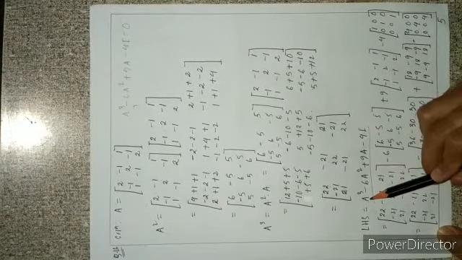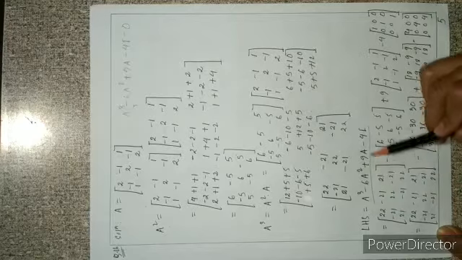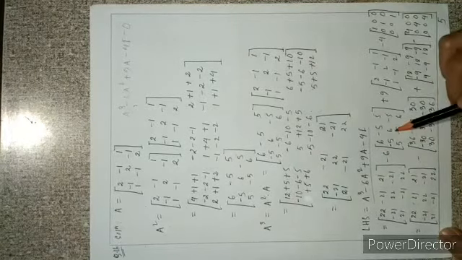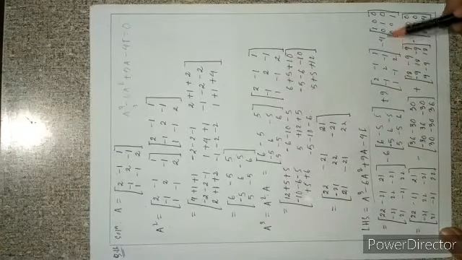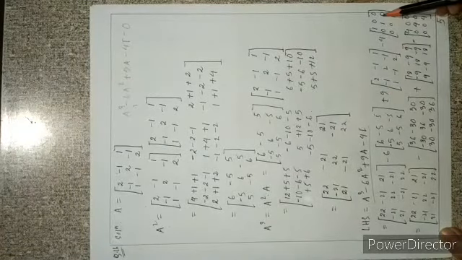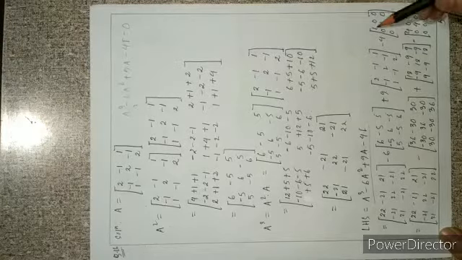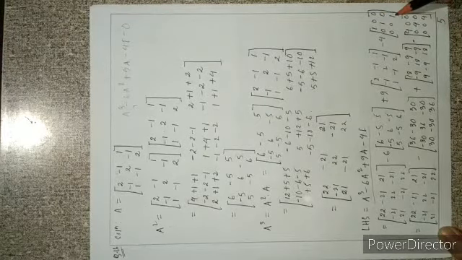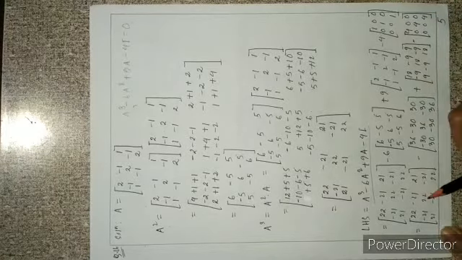This expression is A cube minus 6 times A square plus 9A minus 4I. Write A cube minus 6A square plus 9A minus 4I. I means identity matrix of order 3, whose elements are 1 0 0, 0 1 0 and 0 0 1. Now write A cube.